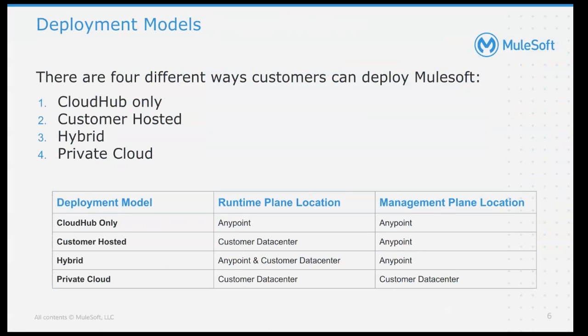And next is the hybrid setup. So in the hybrid setup, we have the runtime plane in the customer data center as well as the cloud. So the customer has a few applications that need to be on-prem, deployed on-premises, as well as cloud apps as well. And then private cloud, we have the management plane and the runtime plane both in the customer data center.